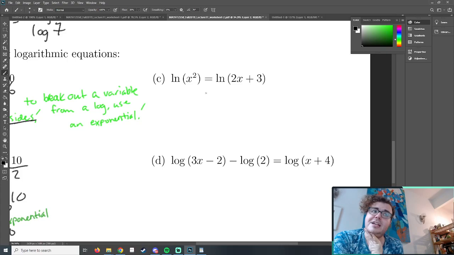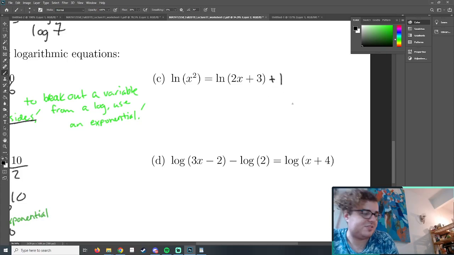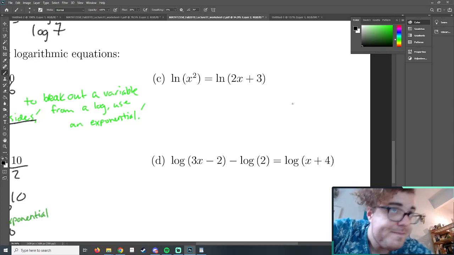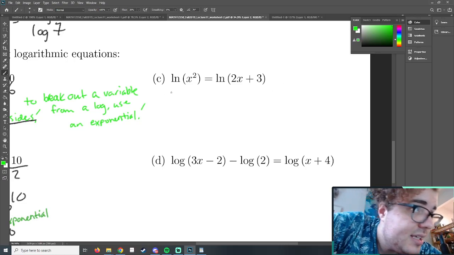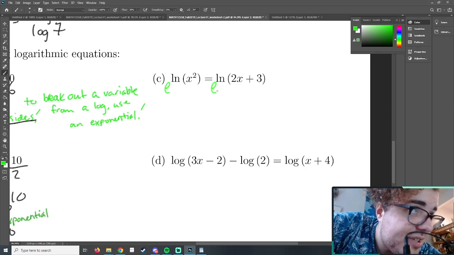Again, this only works because the whole thing on the left and the whole thing on the right are inside the ln function. If there was like a +1 here, we'd kind of be screwed. And we'd have to do something a little bit clever, like subtract ln of 2x plus 3 from both sides and then use the quotient rule. But because we don't have that, we can just say e to the this equals e to the that.